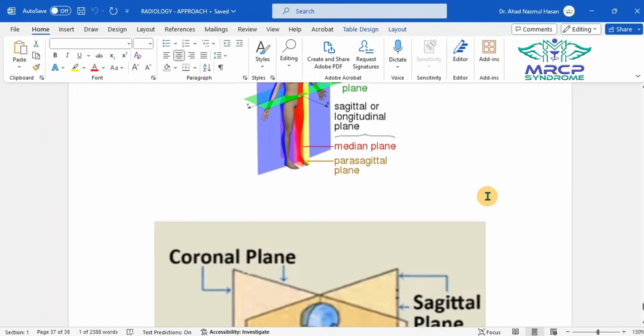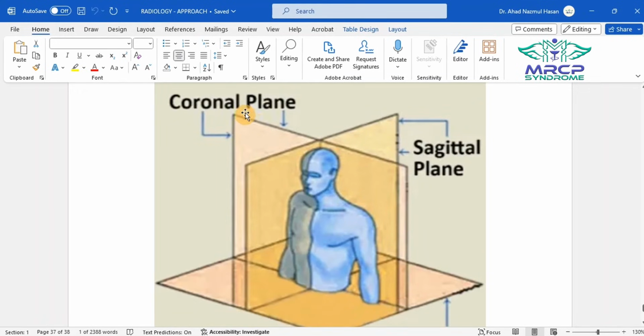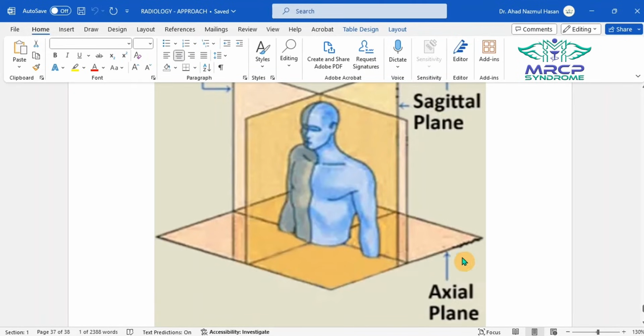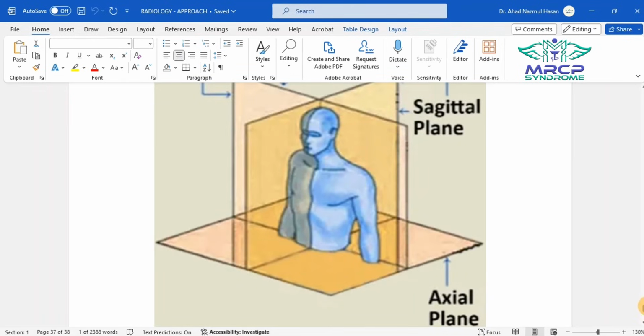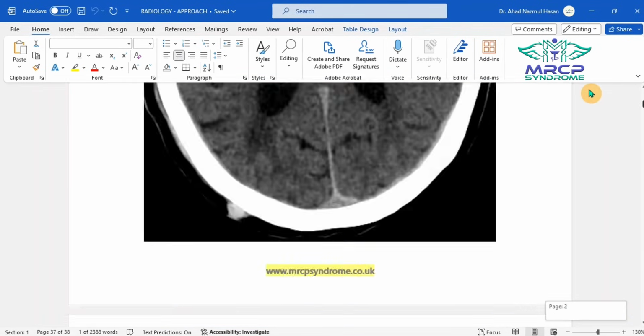So I think all the planes are clear to everyone. The coronal plane, if we are cutting through the ears, dividing anterior and posterior, this is the coronal plane. The sagittal plane is across the nose, the midline through the body or through the sex organ. And this is the axial plane or horizontal plane. So next we'll be starting with the CT scan.